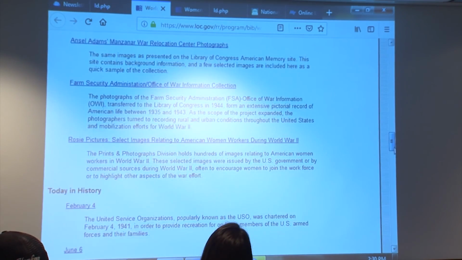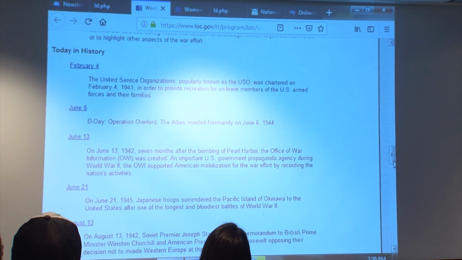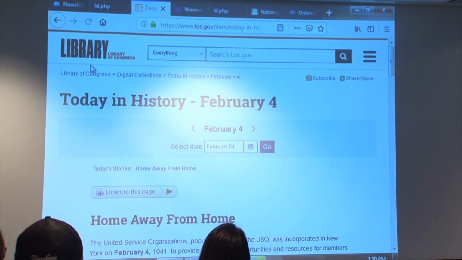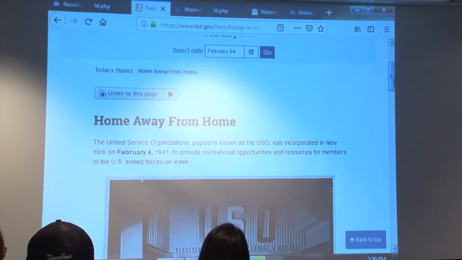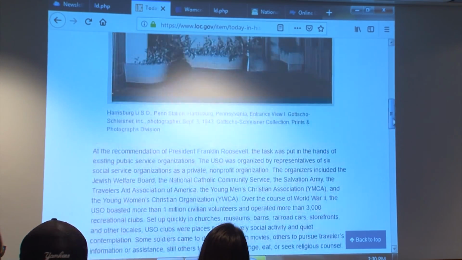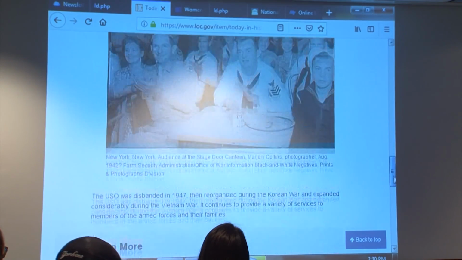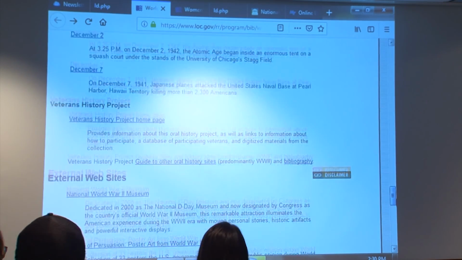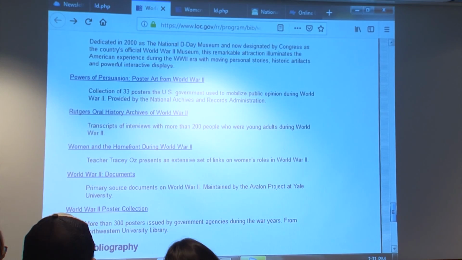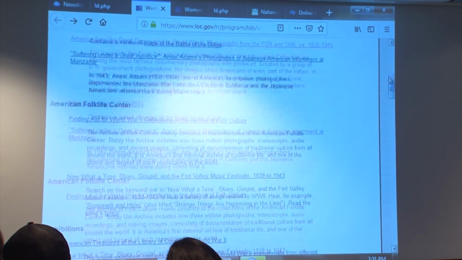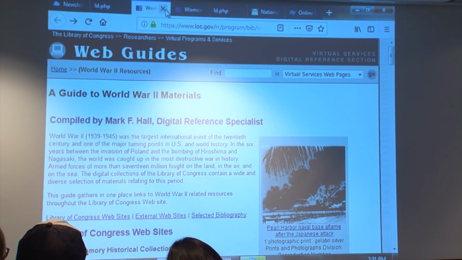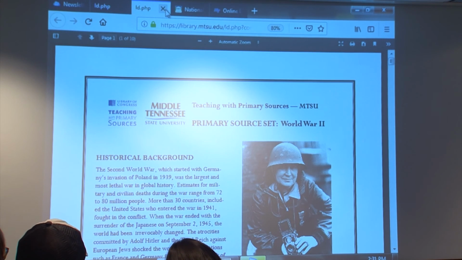And Today in History is a really good resource for students. So if you have students at computer stations and you want them to look at something, Today in History is a great site because it's just very short narratives that are peppered with primary sources and links to other things that just explain what happened on this particular date in history, and then you can learn more. So all those things I would recommend for students, veterans, and then external websites too, so not just stuff at the Library of Congress, and then other resources. So I would recommend going through that when you're doing World War II stuff.